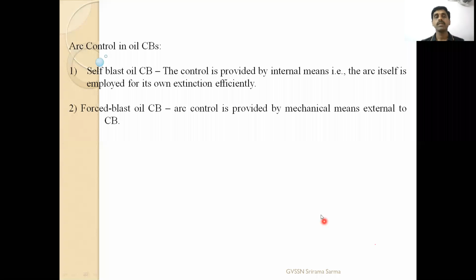Let us see that. Arc control in the circuit breakers is by two types of techniques: self blast and forced blast. What is self blast? Control is provided by internal means. What is forced blast? By a separate mechanism, arc control is provided by mechanical means. So by using these two techniques, arc control in the breakers can be done and arc quenching can be sped up.